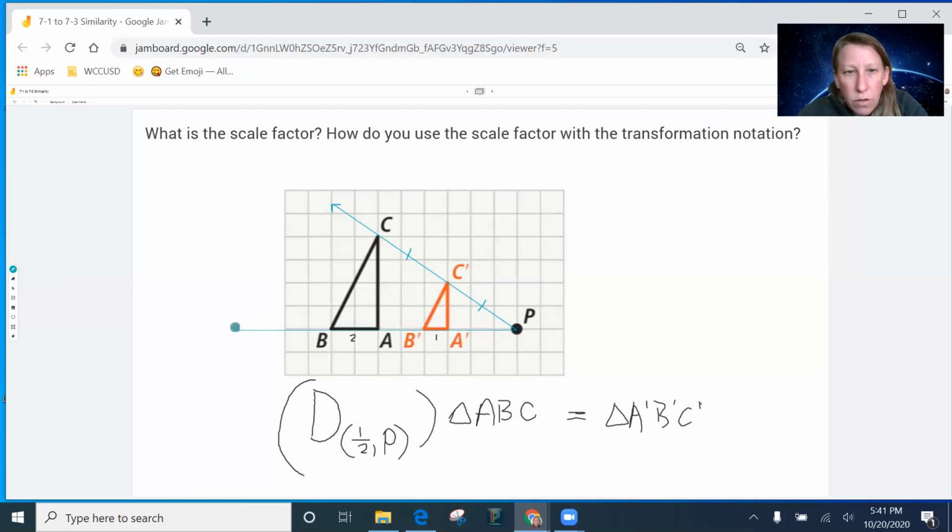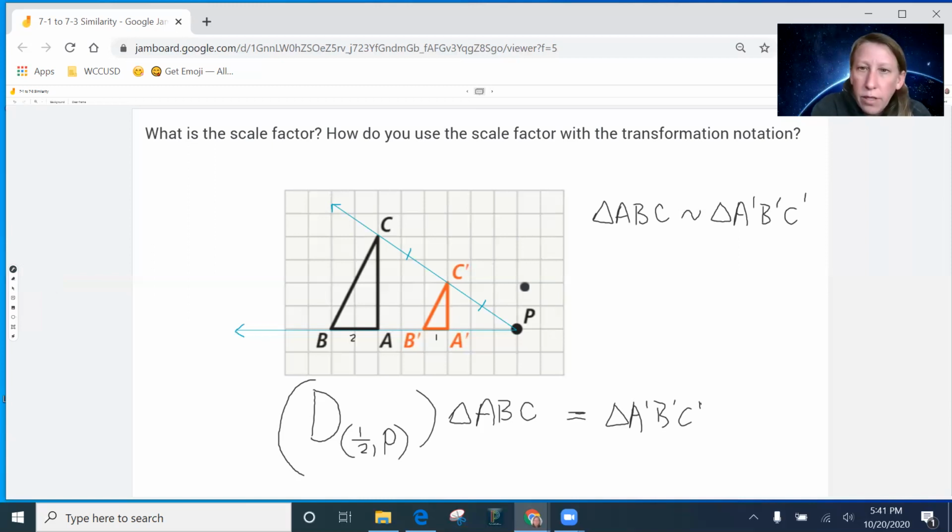Okay, I can look from P to A is 1, 2, 3, 4, 5, 6. From P to A is 6, but from P to A prime is only 3. So there's a lot of ways to think about this. So the whole thing was 6, and that's 3. It turns out that in similar triangles, we could write triangle ABC is similar to triangle A prime, B prime, C prime. It's a reduction by scale factor of 1/2.